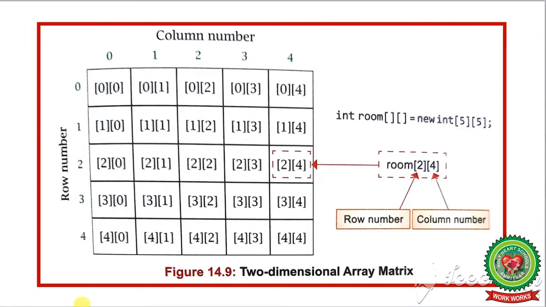Now if we want to find the total number of elements in a double dimensional array, it can be calculated by a simple formula: number of rows into number of columns. Here we have 5 rows and 5 columns, so the total number of elements is 5 multiplied by 5, that is 25. And if we want to locate row number 2 and column number 4, this element represents room[2][4].